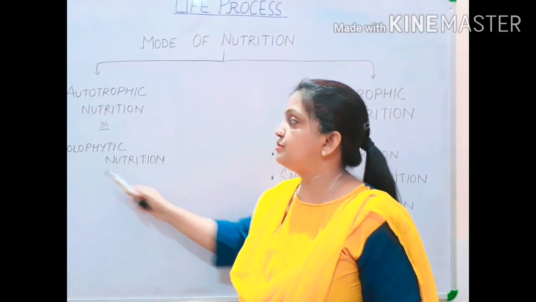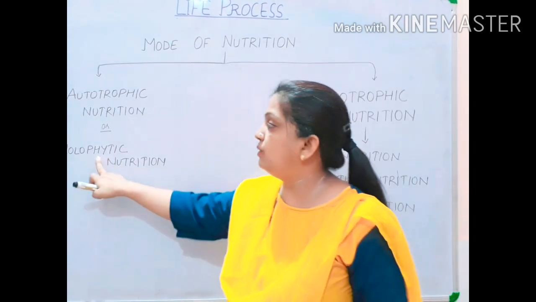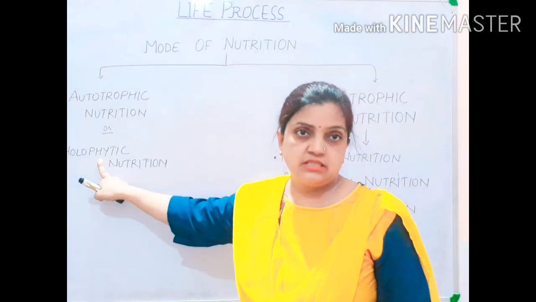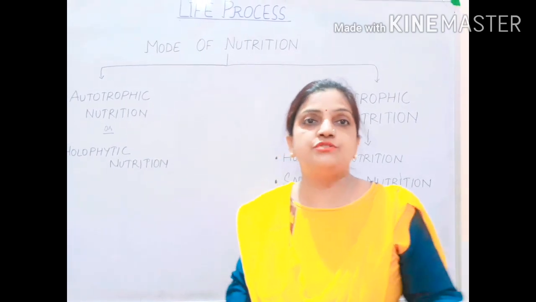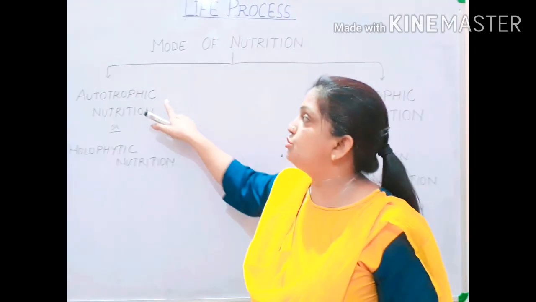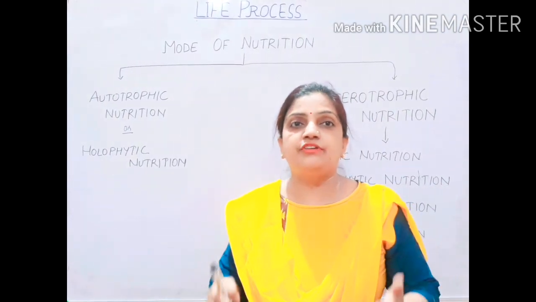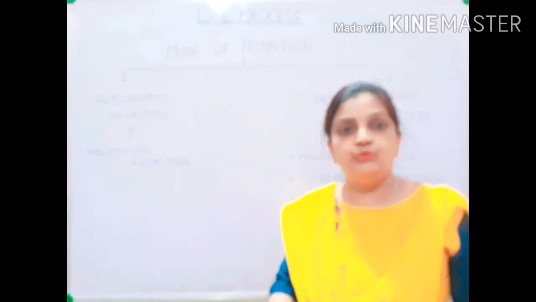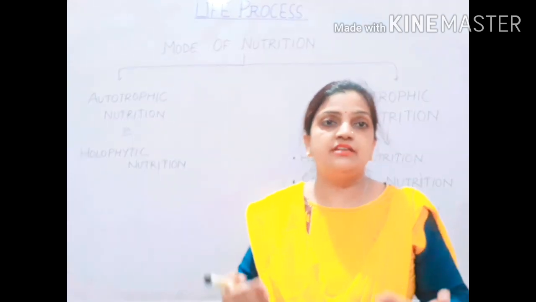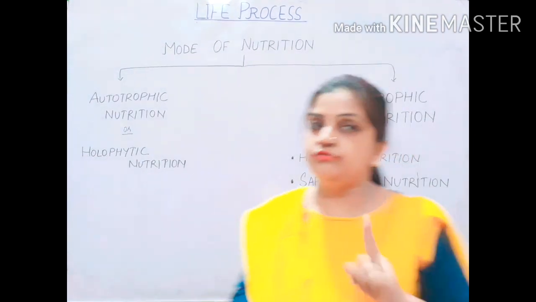Autotrophic nutrition is also called holophytic nutrition. The word phytic is used for plants. Similarly, the word zoic, zoon, is used for animals. So, autotrophic nutrition takes place in green plants, where the plants prepare their food by themselves utilizing the photosynthesis process. So, this is autotrophic nutrition, one mode of nutrition.